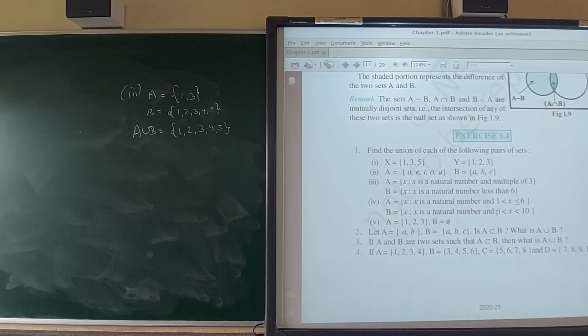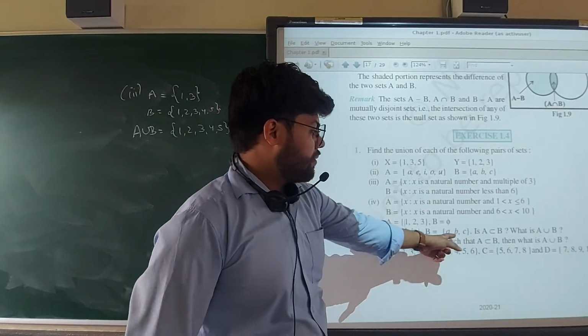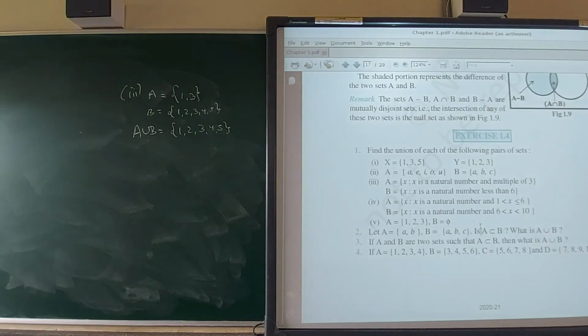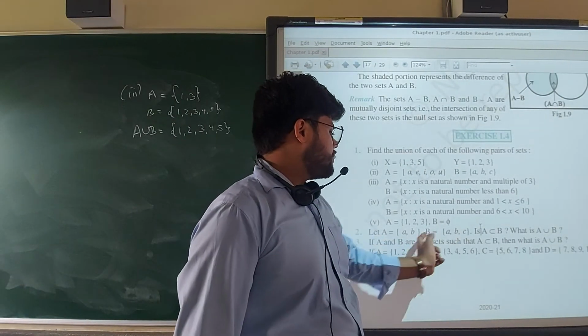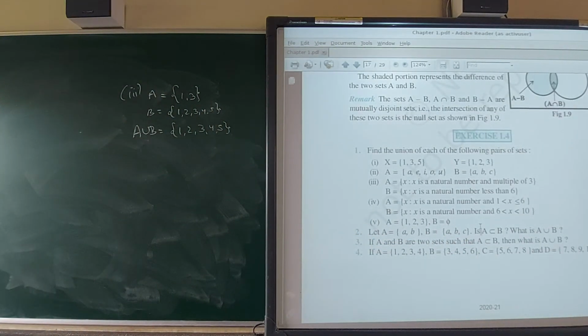Second question: A is equal to {a, b}, and B is equal to {a, b, c}. Is A a subset of B? It means all the elements of A are in B. Yes, a and b are in B. So the answer is yes, A is a subset of B. What is A union B? You can see easily, all the elements: A union B is a, b, c.